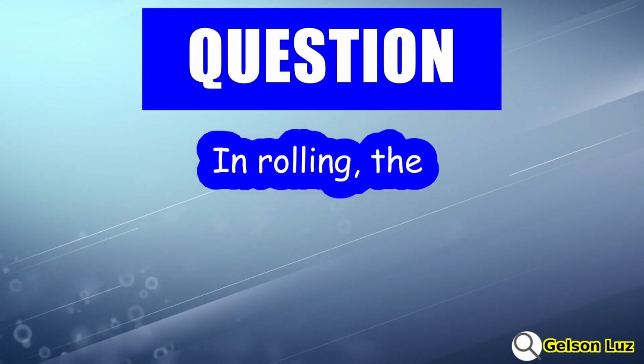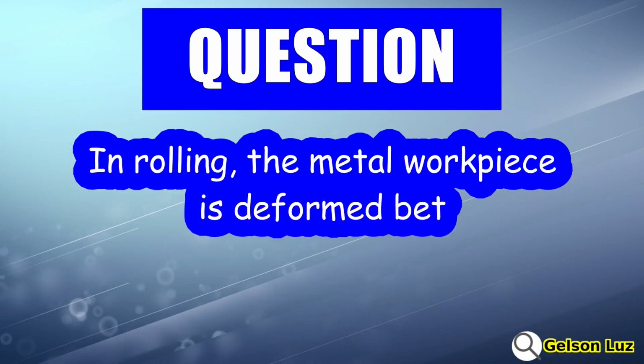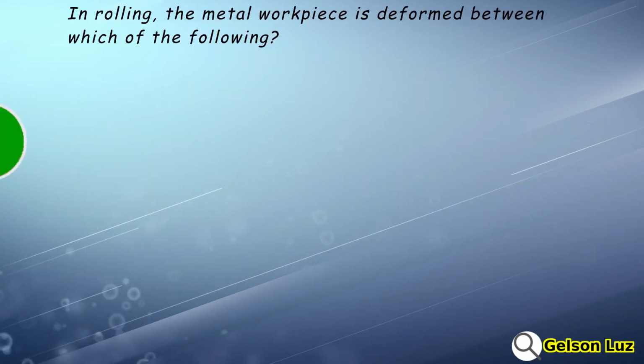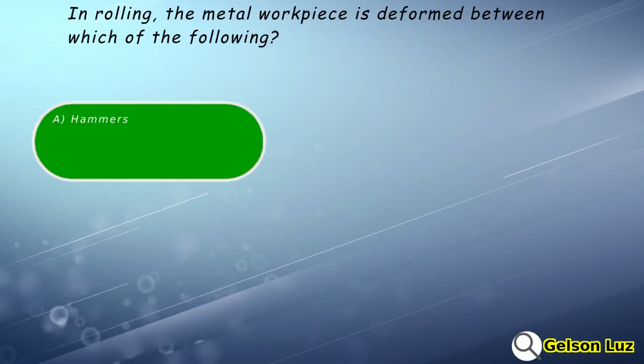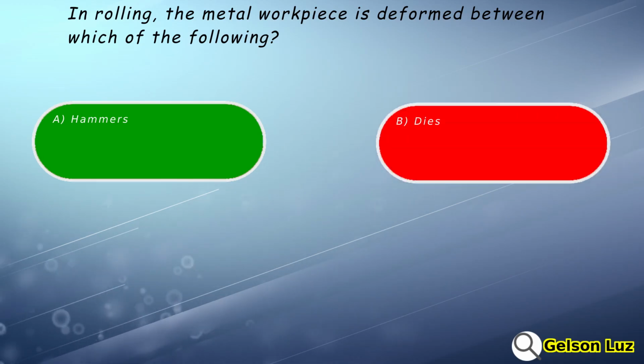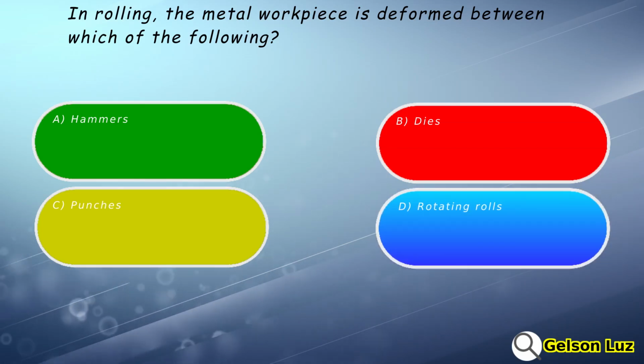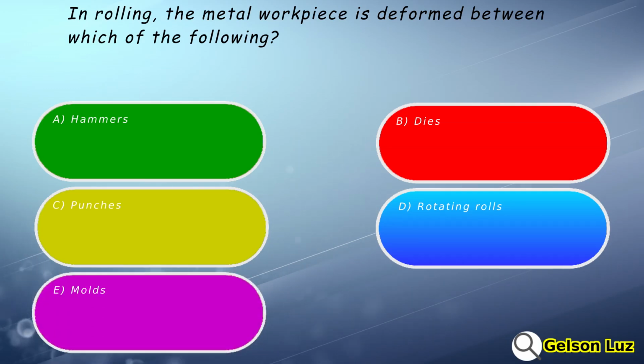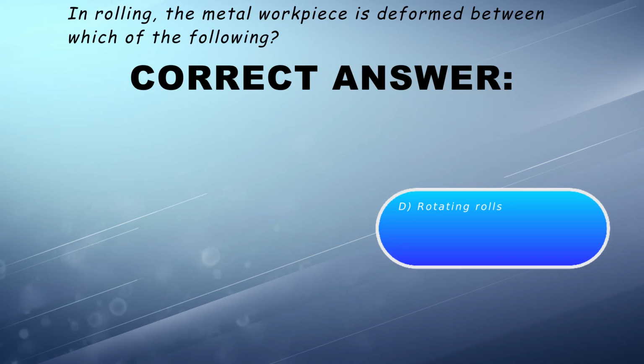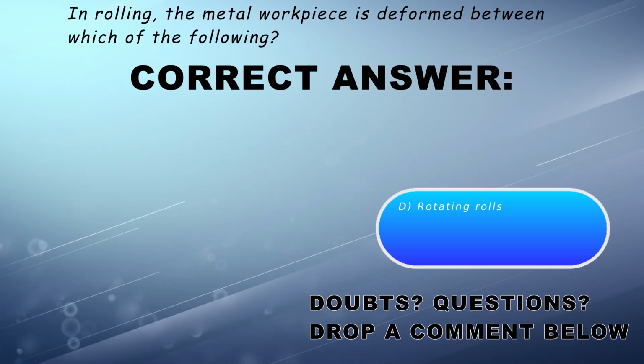In rolling, the metal workpiece is deformed between which of the following? A. Hammers. B. Dice. C. Punches. D. Rotating rolls. E. Molds. The correct answer is D. Rotating rolls.